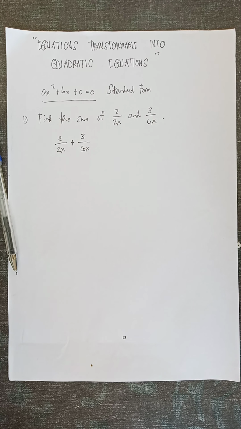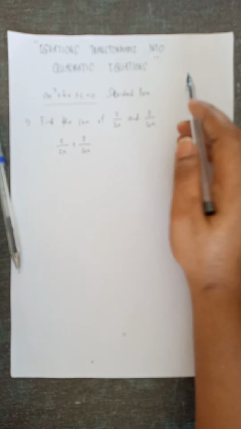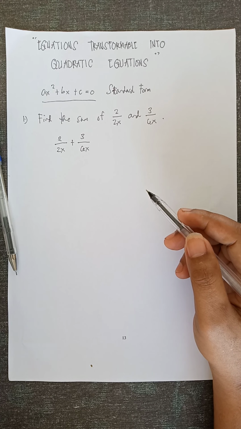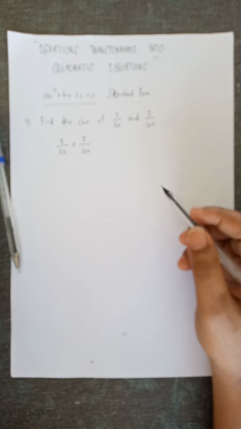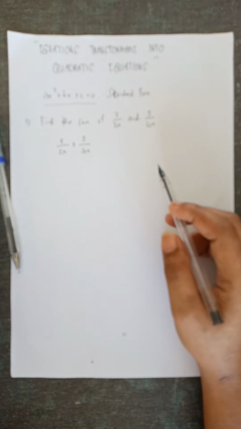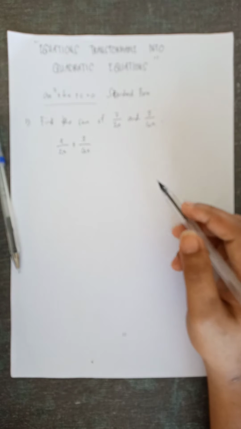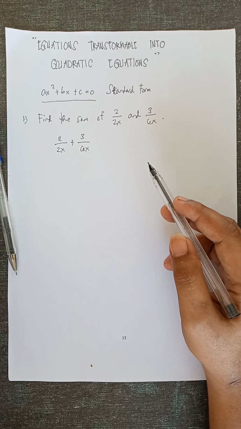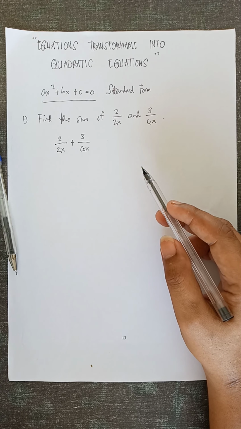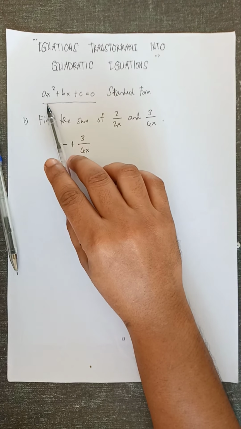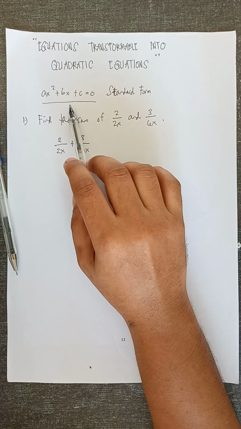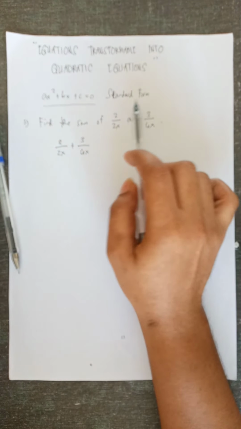So in this video, we are going to discuss equations transformable into quadratic equations. In the last video, we discussed the nature of roots of a quadratic equation and the sum and product of roots of a quadratic equation. We all know that the first way to find the roots of an equation is to make sure that the given equation is transformed into its standard form, which is ax squared plus bx plus c equals 0. So that is the standard form.